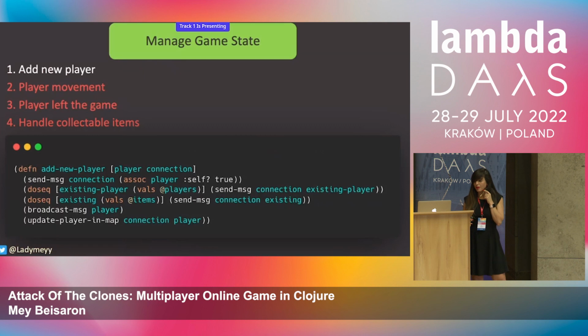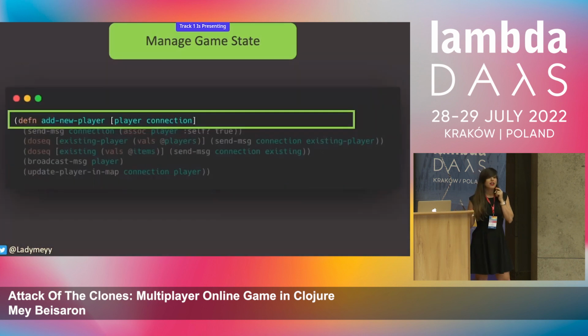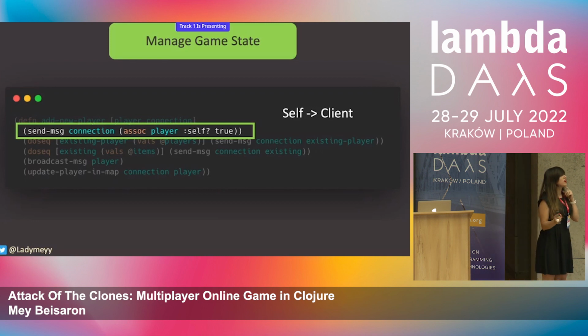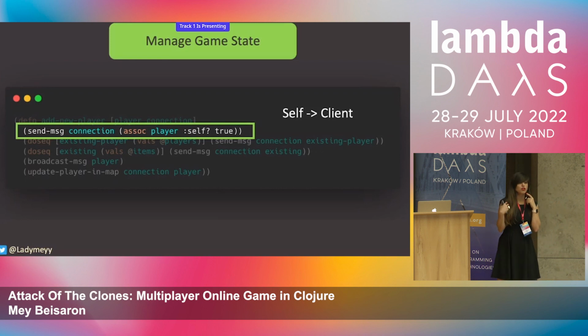Okay, now let's talk about the add new player function. So adding a new player, the first thing that we need is to get the actual player key value map, which is what I showed you just now. And then we also need the connection. The first thing that we need to do is to send self to the client. You remember how I said that for every client window, we have one monkey that has a crown, which represents the self, the actual user who is playing. So this is the first thing that I do.